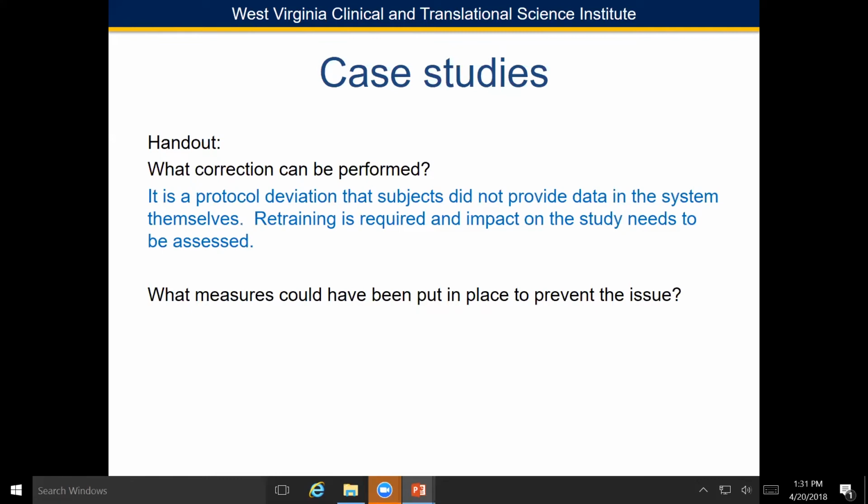So going back to what you said, the investigator with the sponsor or whoever's in charge of that study would have to determine, is that data going to be removed from the analysis? Are we going to do something else? So the impact on the study and whether those results will be applicable to the study or not has to be discussed and documented. And then what measures could have been put in place to prevent the issue?